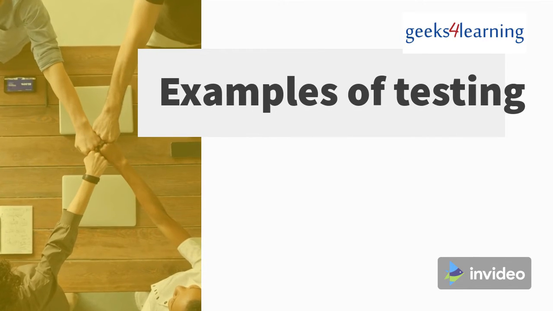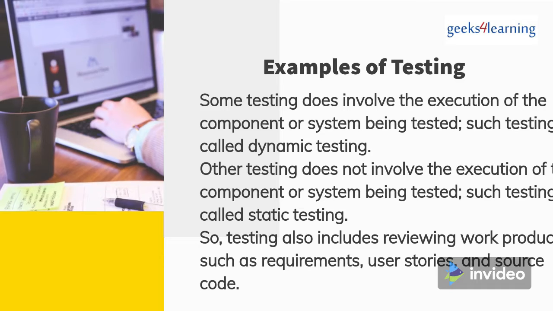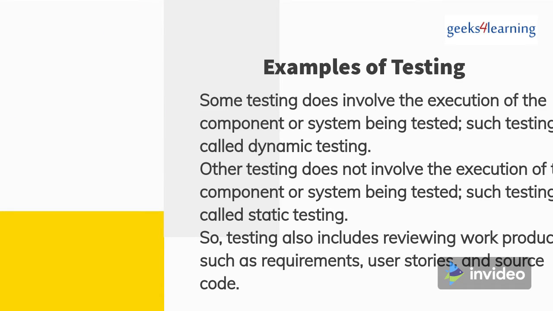Examples of testing. Some testing does involve the execution of the component or system being tested. Such testing is called dynamic testing. Other testing does not involve the execution of the component or system being tested. Such testing is called static testing. So, testing also includes reviewing work products such as requirements, user stories, and source code.